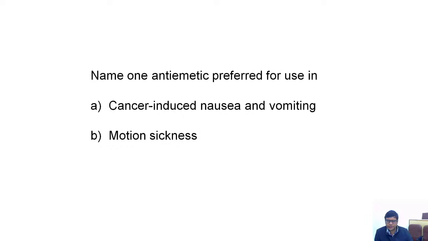The next question is name one antiemetic preferred for use in cancer induced nausea vomiting. So for chemotherapy induced nausea vomiting, specific drugs are your 5-HT3 antagonists like ondansetron, palonosetron. These are used for cancer induced nausea vomiting. Other than that, neurokinin 1 receptor antagonist, aprepitant, these can also be used for cancer induced nausea vomiting.